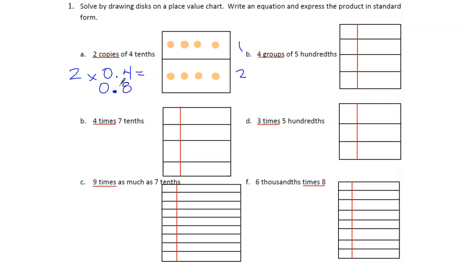Alright, next for B, 4 groups of 500s. So now this is going to be my hundreds over here. And hundreds we group as tenths. So if I have 10 hundreds, that would be 1/10. So watch this. Now I'm going to take my hundreds, and I have 5 hundreds in each one of my 4 groups. So that's 1, 2, 3, 4, 5, in each group. So that's 1 group, 2 groups, 3 groups, 4 groups.